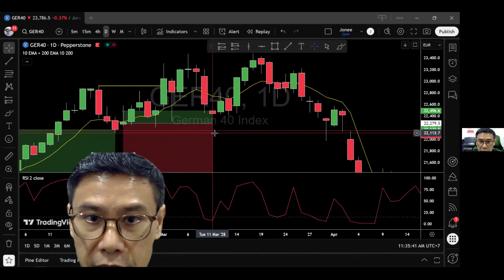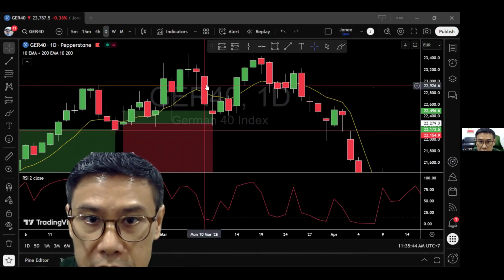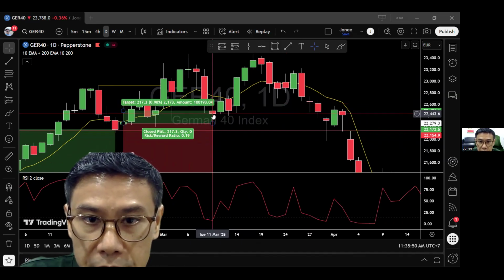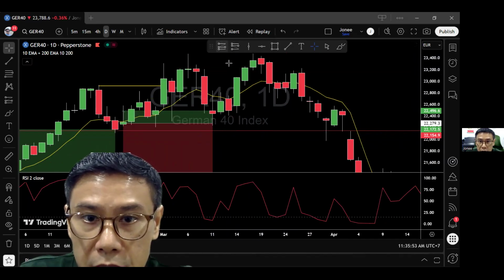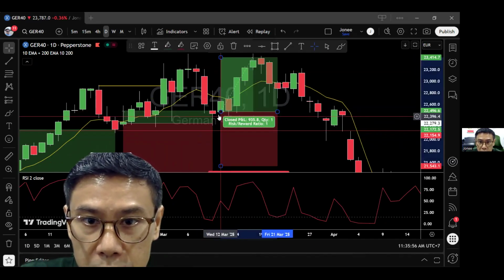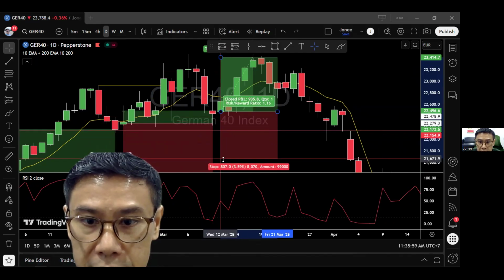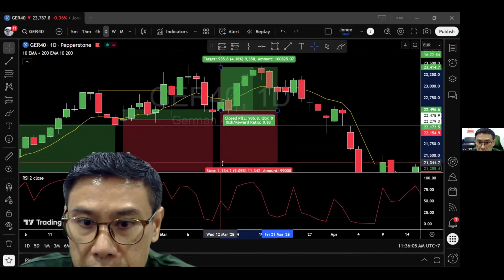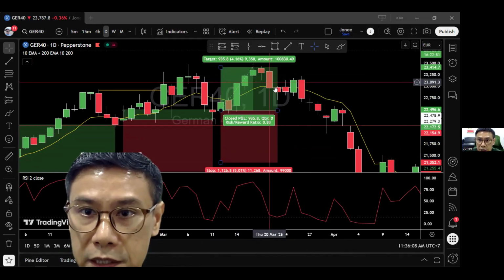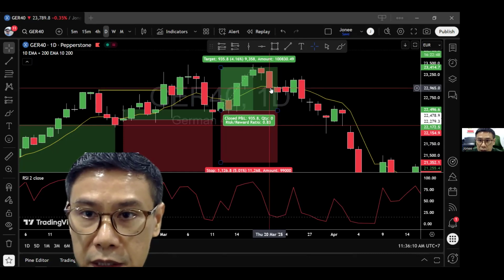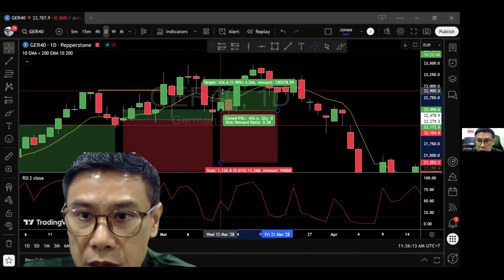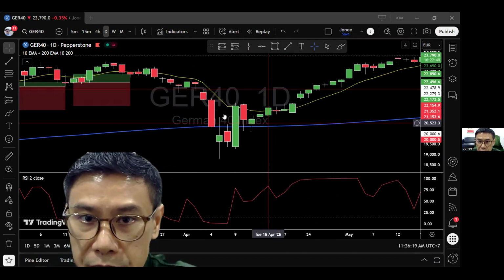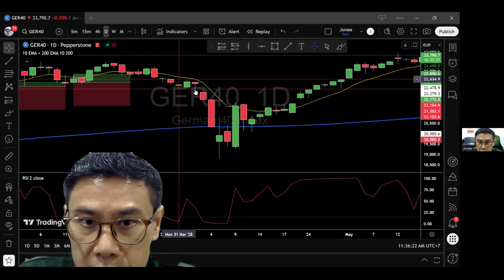Okay, so here's another entry. This one, no, because the body is not yet completely or at least majority below 10 EMA. This is the one. You enter another long trade at the market open here. Again, 5%. And only exit when you see a close below the 10 EMA, which is around here. That's giving you about 1.83%.